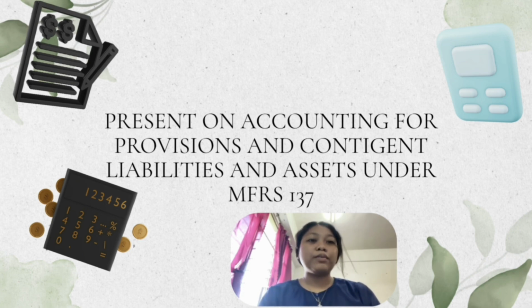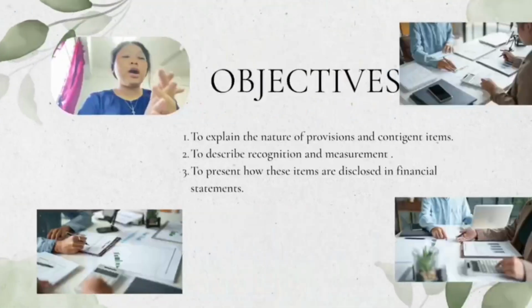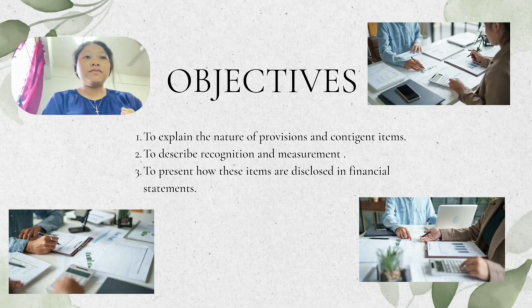Today we will present on accounting for provisions and contingent liabilities and assets under MFRS 137. Our presentation objectives are, first, to explain the nature of provisions and contingent items. Second, to describe recognition and measurement. Lastly, to present how these items are disclosed in financial statements.